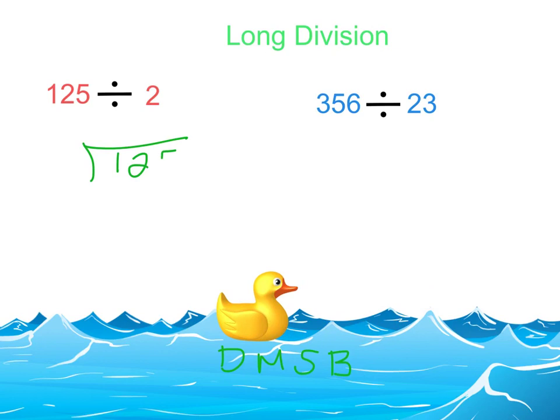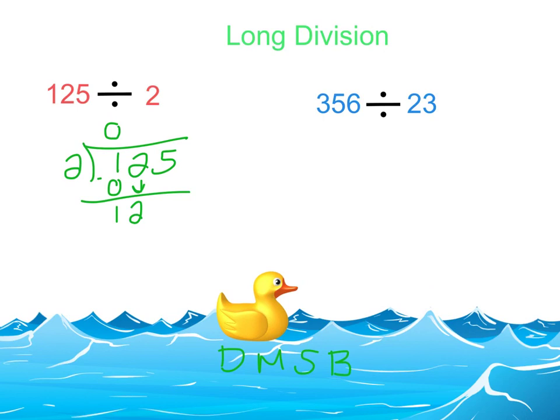125 is being divided by 2. Now, first thing we do is divide. 1 cannot be divided by 2. I'm going to put a 0 to hold my place here. 2 times 0 is 0. This is where we subtract, and we bring down the 2.